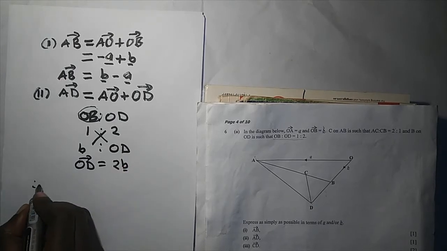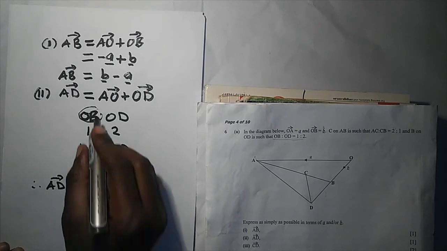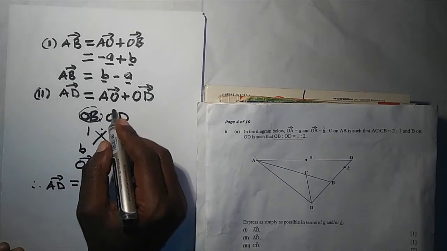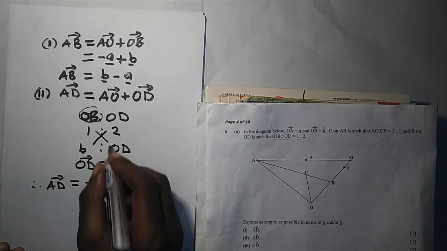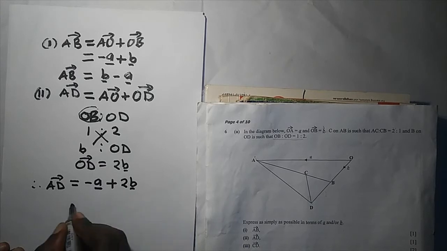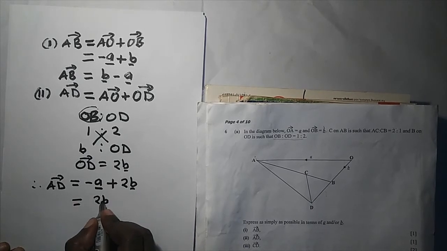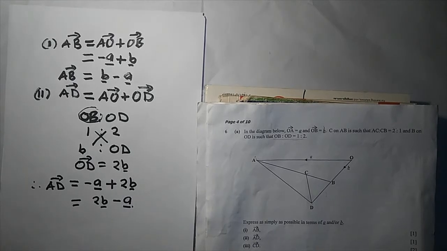And so therefore, our vector AD is equal to AO, which is negative A, plus OD, which is 2B, which we can also write as 2B minus A. Okay, so this is how we find our AD. So now we can go to our third question.